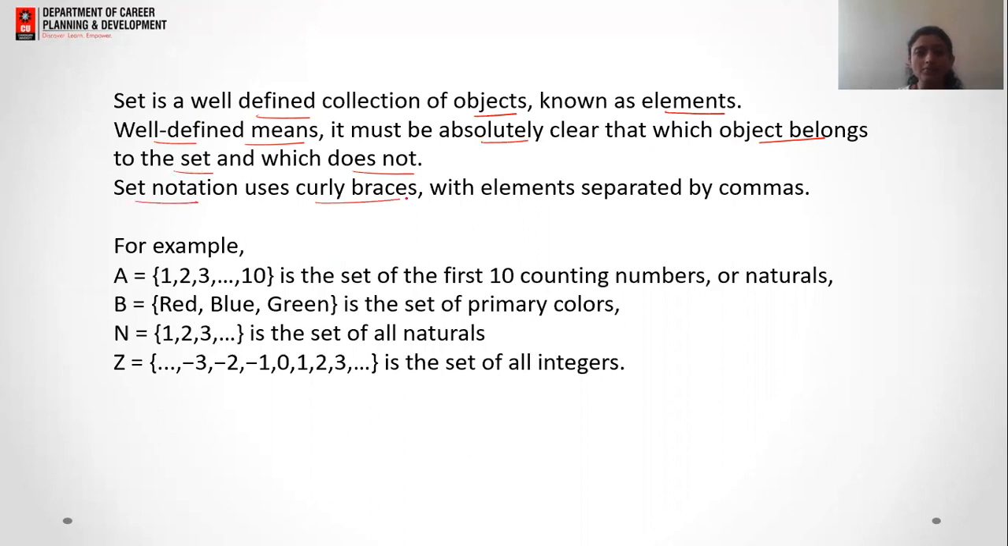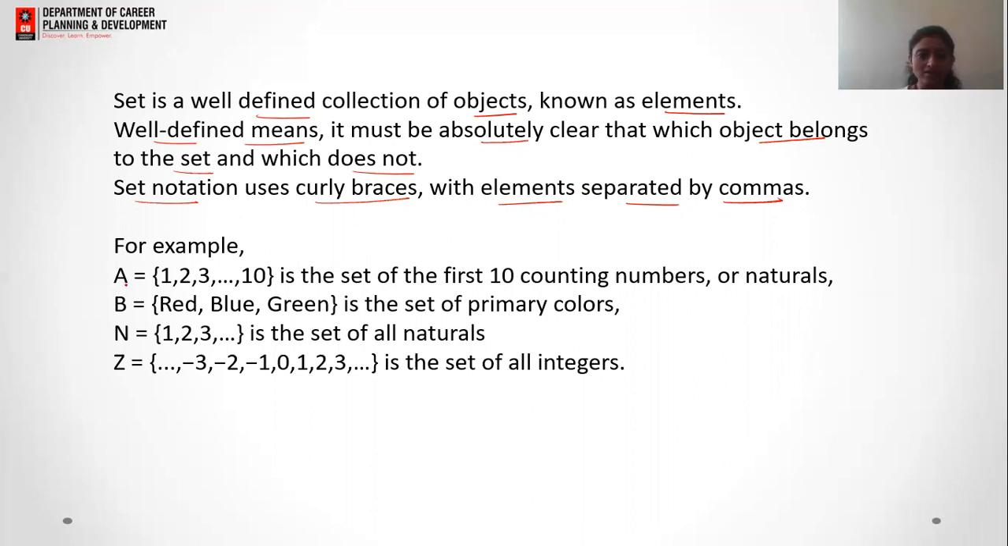We use curly braces. Set is always denoted by curly braces with elements separated by commas. If a set is not defined under curly braces, we cannot say that it is a particular set. Set is always defined under curly braces, and the elements are always separated by commas in the set.